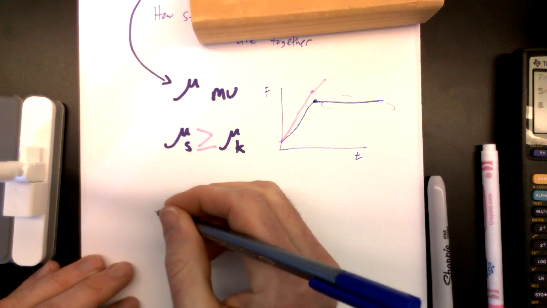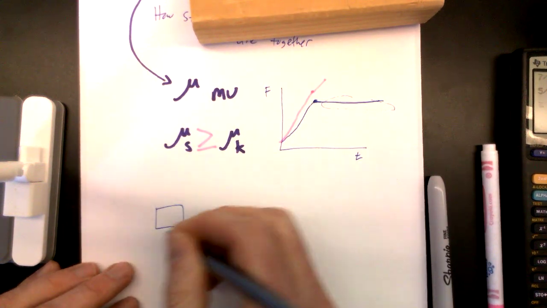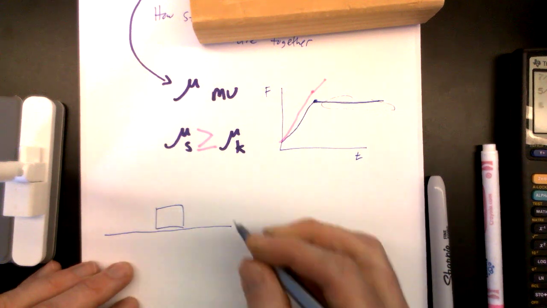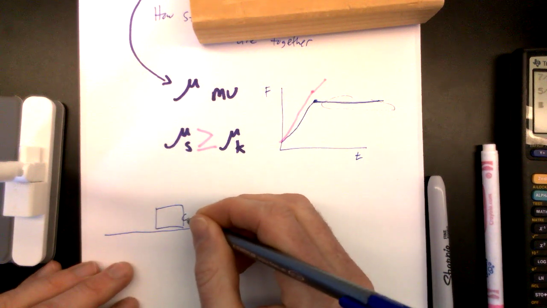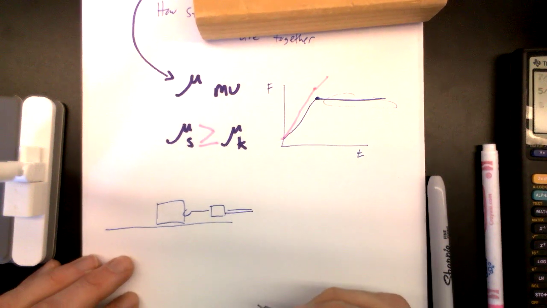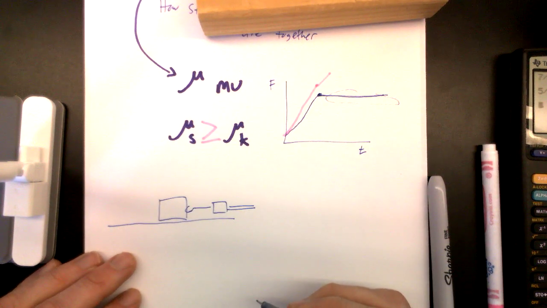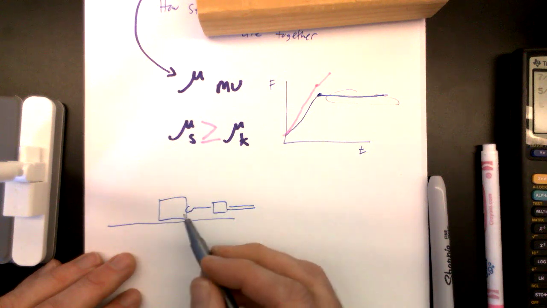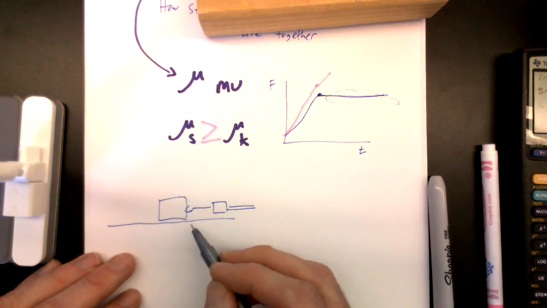So looking at the wood block from the side, there's the block, there's the table, and then here's the little hook, and then there's the force sensor, and you were pulling on the force sensor over there like that. Okay? And this is the situation. We're pulling this way. Of course, there's gravity and there's a normal force.